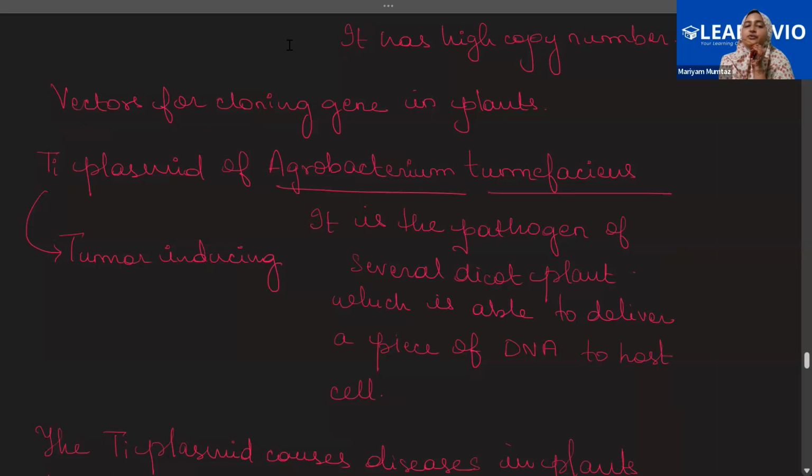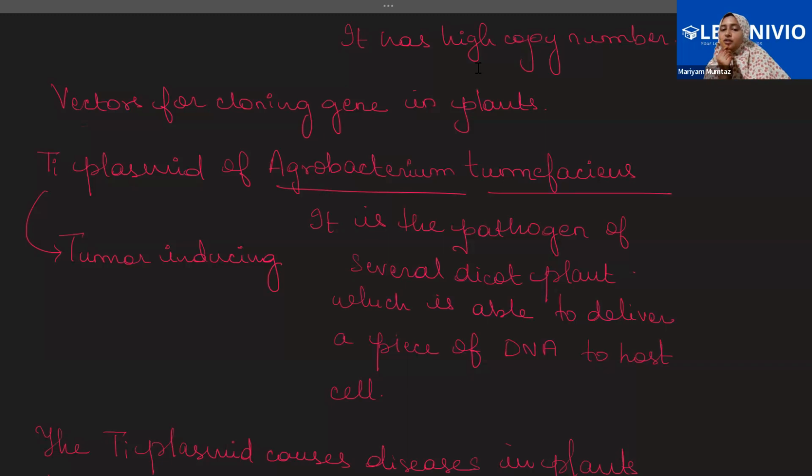Now, vectors that are used for cloning in plants. These are specific for plants. The one is the TI plasmid. You will have to learn more about this in the biotechnology applications chapter. There's a proper descriptive unit about it, but for now, it's very superficial. The TI plasmid is the kind of plasmid that is tumor inducing.